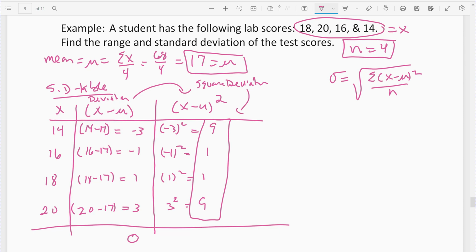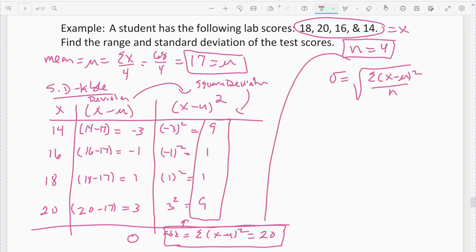Those are what we're going to add up to get the sum of my square deviations, to get that top part of the fraction in my deviation equation. And so you're going to add that. You're going to take 9 plus 9, so that's 18, plus 2 ones, which will give you 20. Alright, so 20 goes into the top part of the formula.